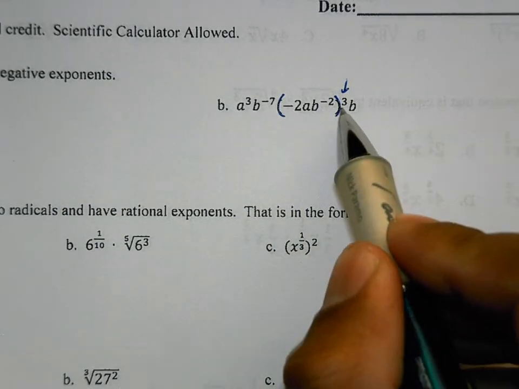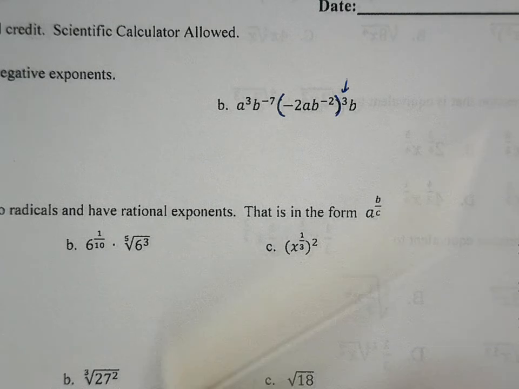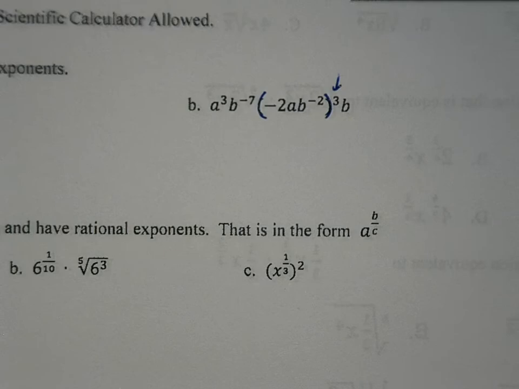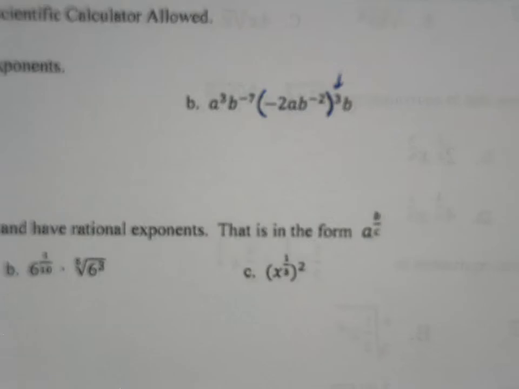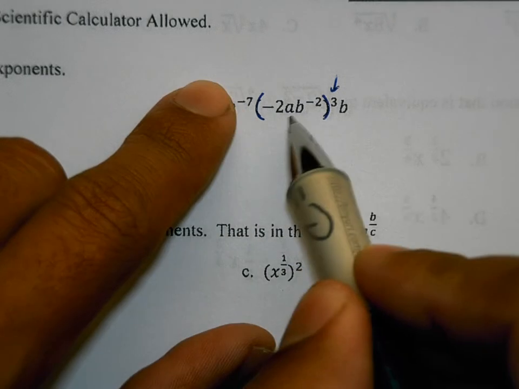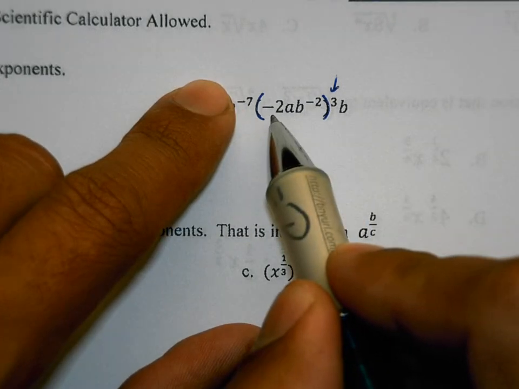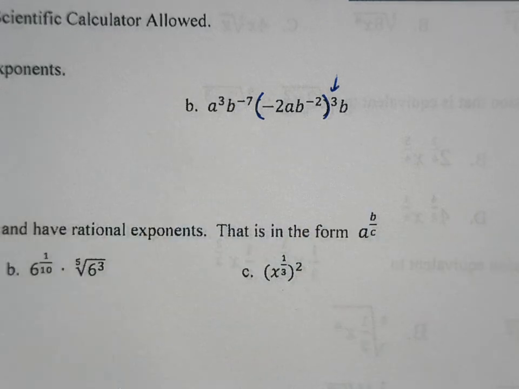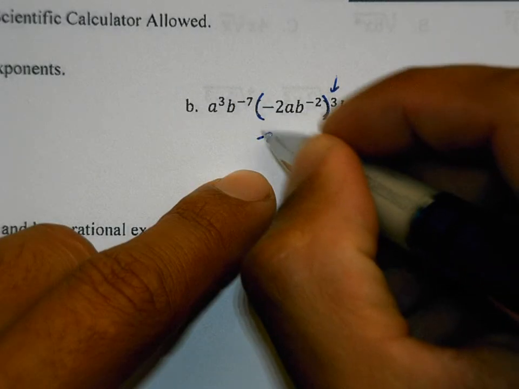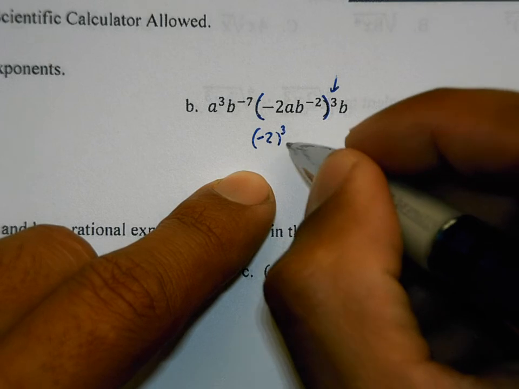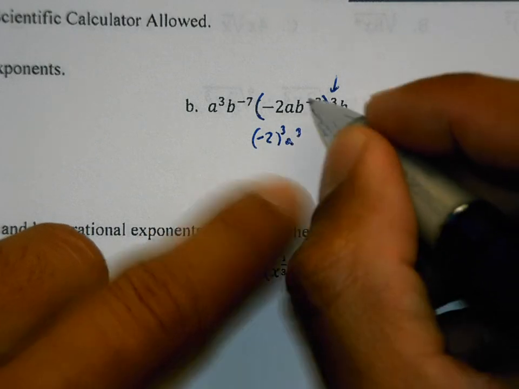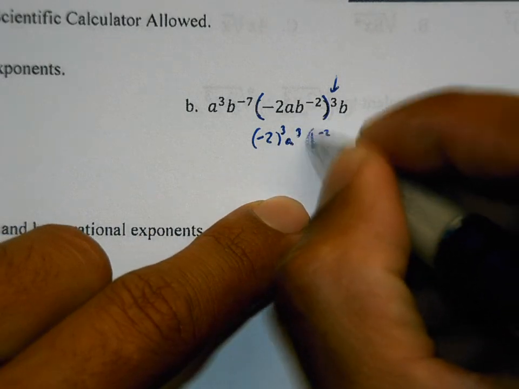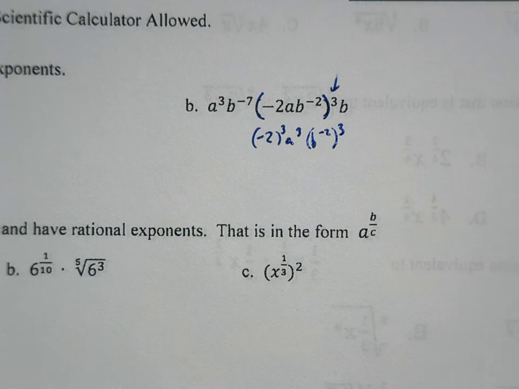When you have a 3 outside of the parentheses, what that tells you is that you have 3 factors of this group of negative 2ab to the negative 2 times another negative 2ab to the negative 2 times another negative 2ab to the negative 2. You can kind of think of it like there's 3 of these factors, there's 3 of those factors, and there are 3 of those factors. 3 factors of each, meaning they're going to multiply each other every single time.